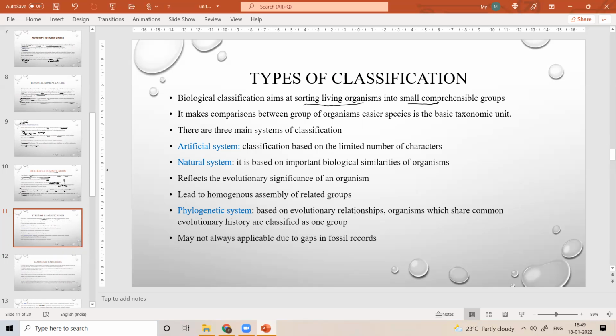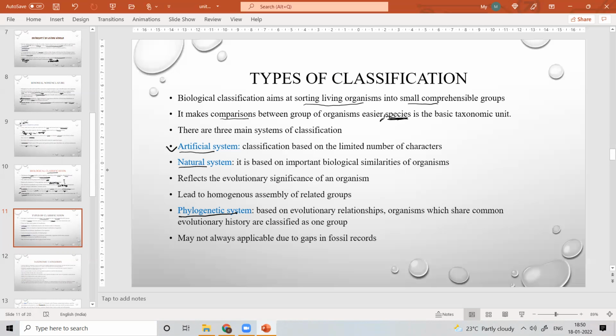And it makes comparisons between groups of organisms easy. The species is the basic taxonomic unit. That means species is the lowest rank in taxonomy. So here there are three main systems of classification: one is artificial classification, one is natural classification, and the third one is phylogenetic classification.